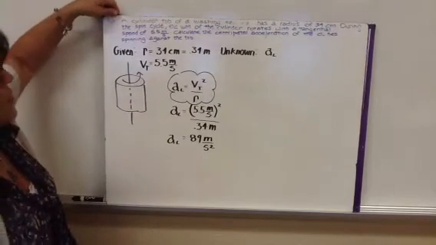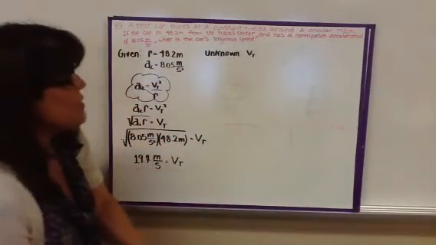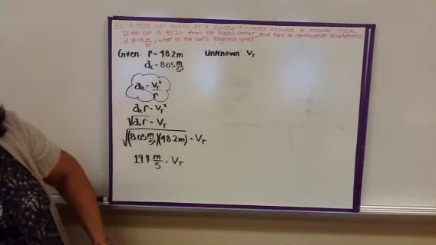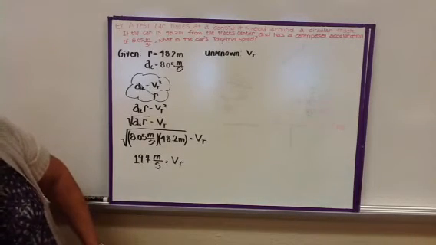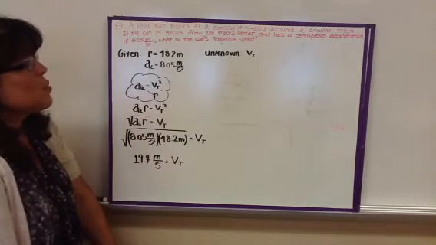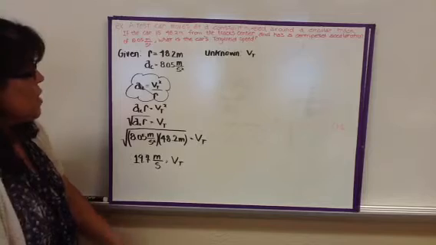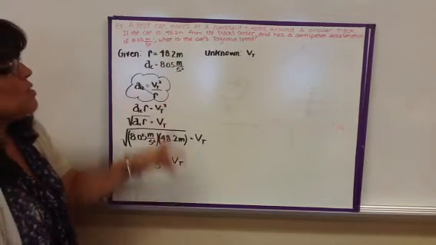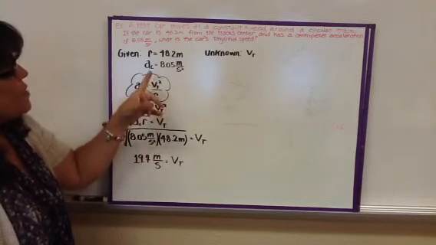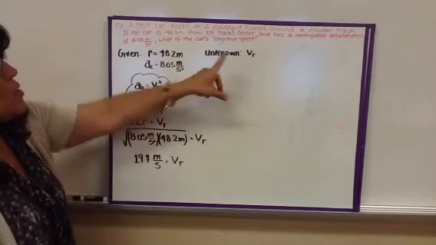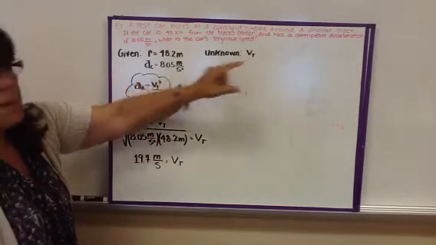Okay, let's try another one now. Okay, a test car is moving at a constant speed around a circular track. If the car is 48.2 meters from the track center and has a centripetal acceleration of 8.05 meters per second squared, what is the tangential speed? Well, we're going to start here. We know that it has a radius of 48.2 meters from the track center, and the centripetal acceleration is 8.05 meters per second squared. What is the car's tangential speed?